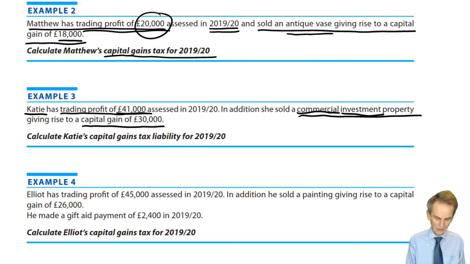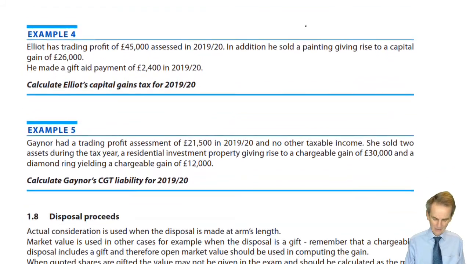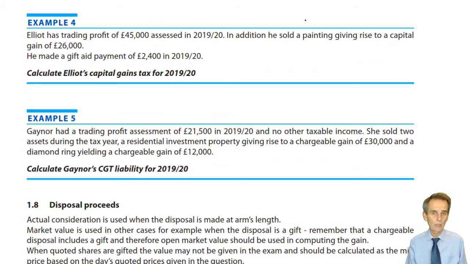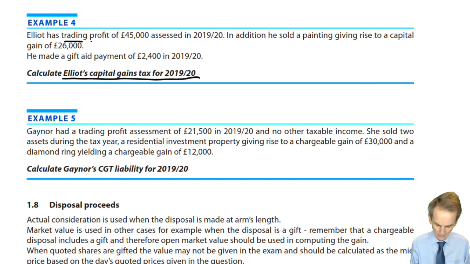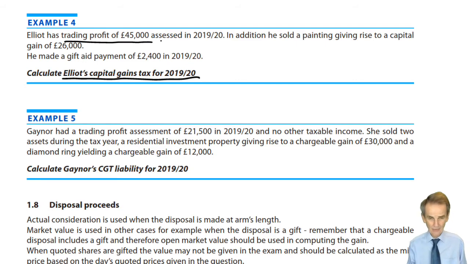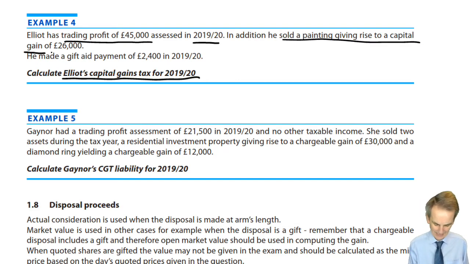Now, if we go back to our examples and look at example 4, that's what we see happening here. We've got to, again, calculate, this time it's Elliott's capital gains tax for the 2019-20 tax year. Got a trading profit of 45,000, so again, a figure of income provided to us for our 19-20 tax year. Sold a painting giving rise to a capital gain of 26. So we've got the income figures, we've got the gains figures.